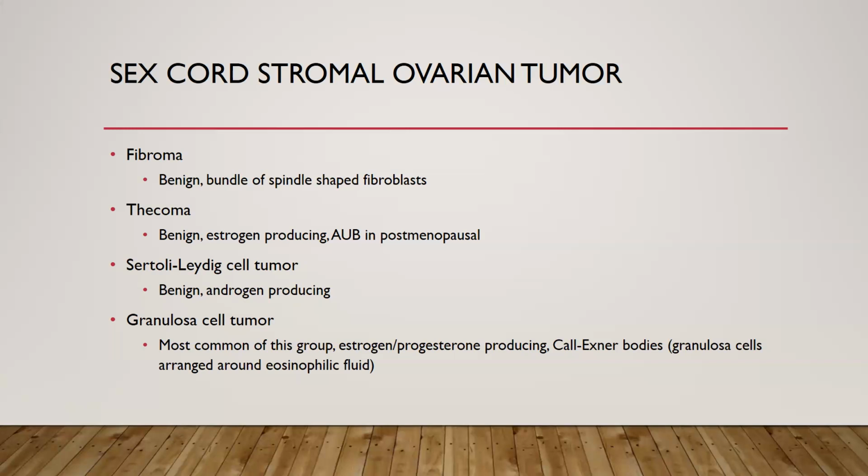And a granulosa cell tumor, this is the most common of the group. So this is the one I would know. And it can produce estrogen and progesterone. And you have a Call-Exner body as a pathognomonic lesion.